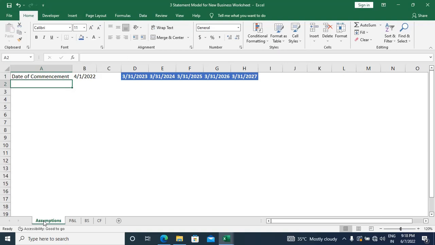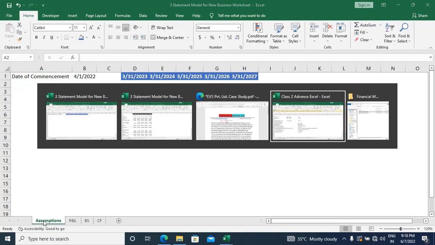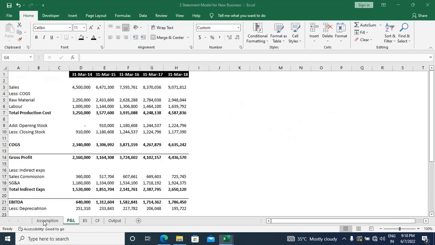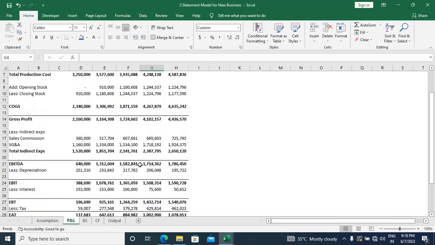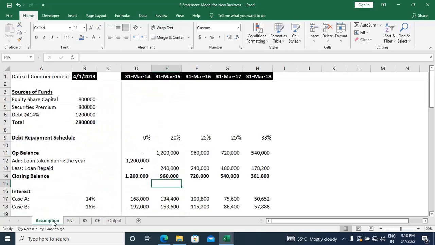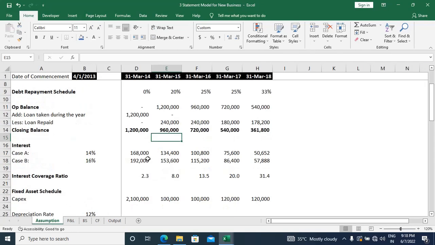So now we will have a list of data here, like this particular Excel sheet. A list of data we will have.